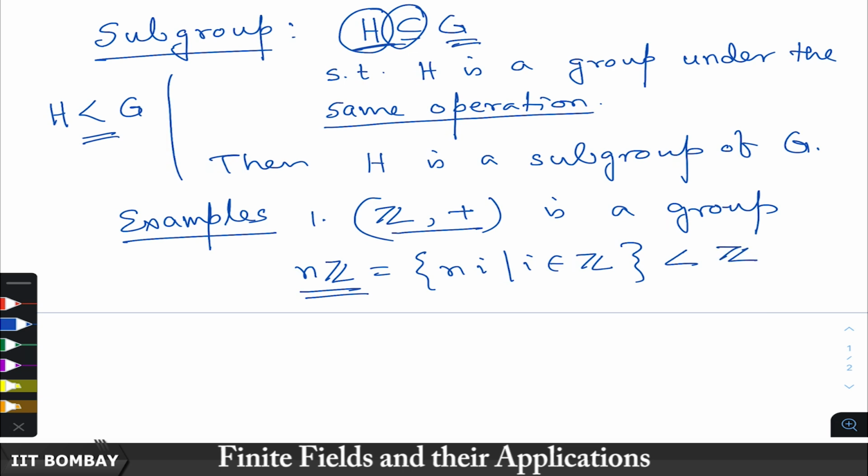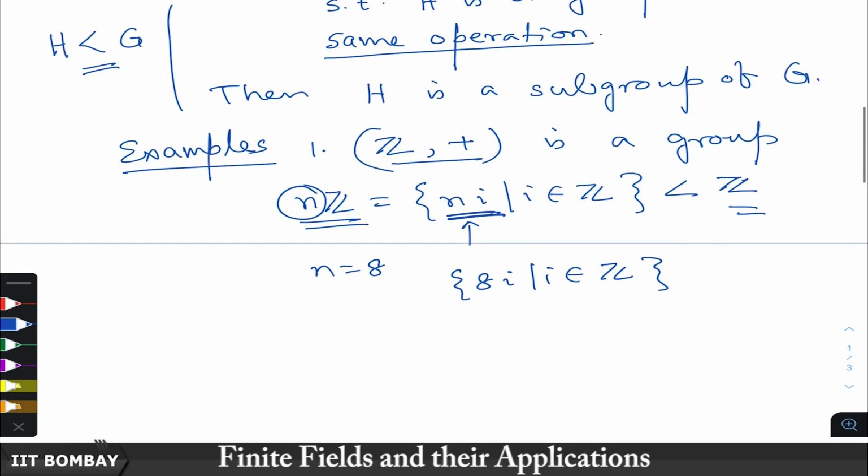Now, this is a subgroup of G, this is the claim. You can see first of all that 0 is there in this set; 0 is the identity element in Z. You take any two multiples of n. What is this set? This is the set of all multiples of the fixed integer n. For example, you can take n equal to 8, then this is the set of all multiples of 8, 8i, where i belongs to Z.